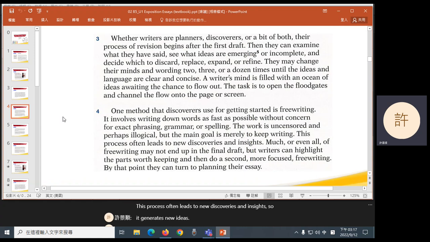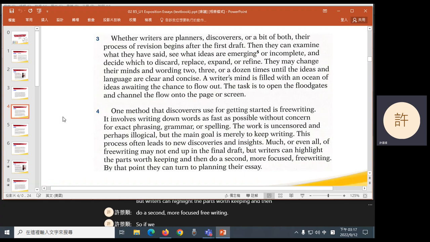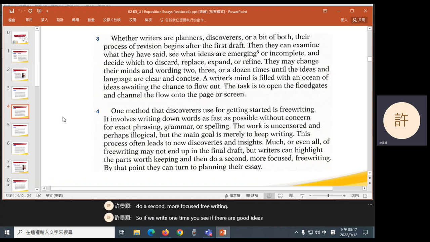Much or even all of free writing may not end up in the final draft, but writers can highlight the parts worth keeping and then do a second, more focused free writing. So you free write one time, you see if there are good ideas, then you take those ideas and you free write a second time, see if there are good ideas. Keep going until you have a collection of good ideas that you can then organize into an essay. Right? After you do this a second, third time, by that point, they can turn to planning their essay.